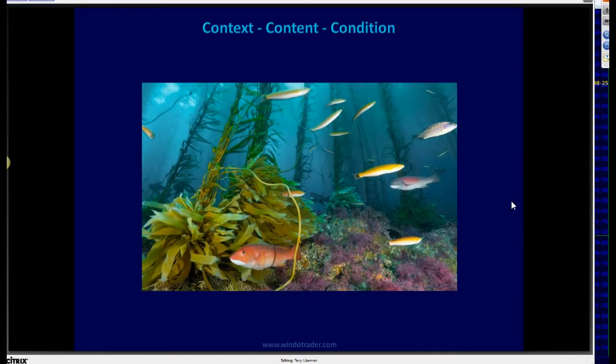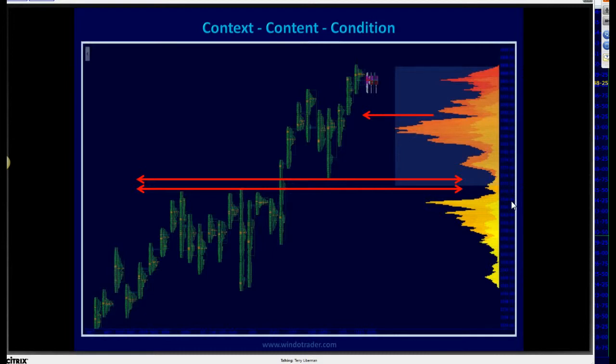Now what we're going to do is go through some charts, and I'm just going to point out some different things, and these are just different views and perspectives of what WinnerTrader Blue is capable of doing. Let's just start with the first one.